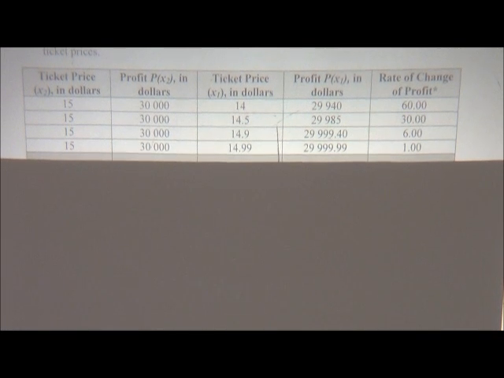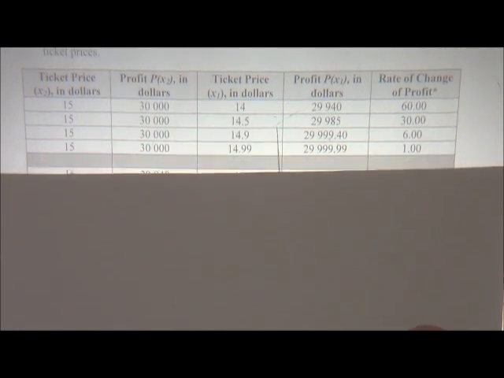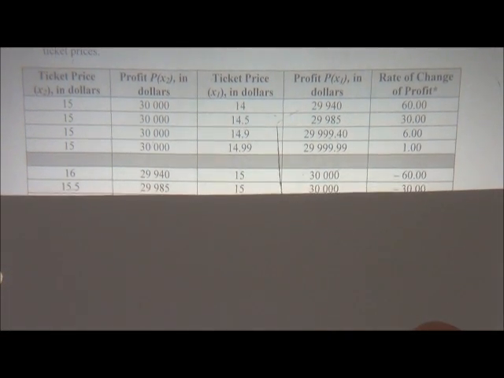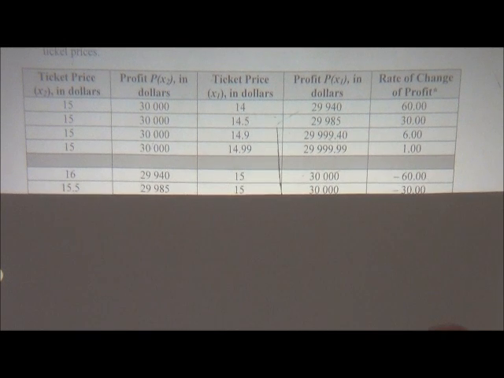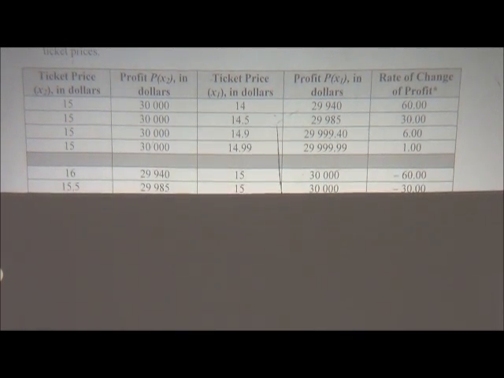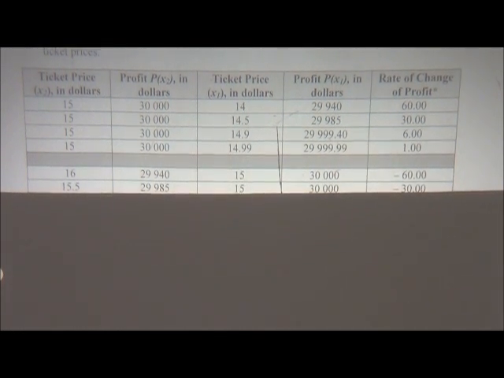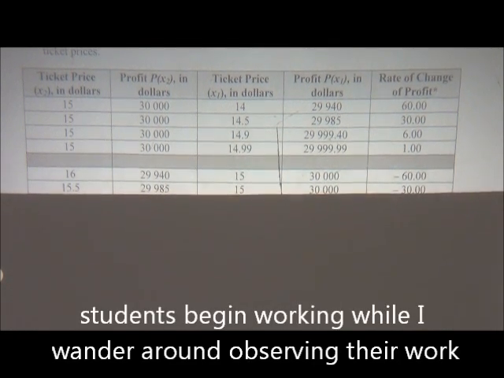Sorry, we're going to be using now the following interval. So the ticket price for x2 is going to be starting at $16, then go down to $15.50, then $15.10, and then $15.01, which is already there.